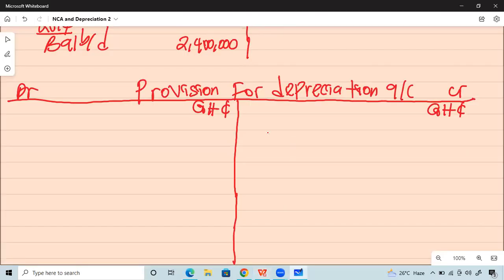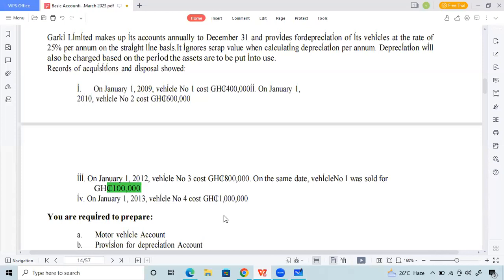So, you say what now? The statement of profit or loss, or you can call it the statement of comprehensive income. So what is the depreciation?